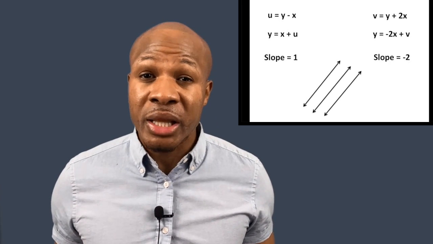For this coordinate system, if we go ahead and solve for y for the u value, we get y equals x plus u. That's a straight line with a slope of 1. So these rows are just straight lines. Now we go ahead and draw the rows that correspond to a specific v. If we rearrange this equation and solve for y, we get y equals negative 2x plus v. Again, this is another straight line, right?